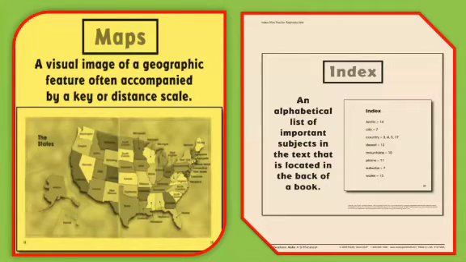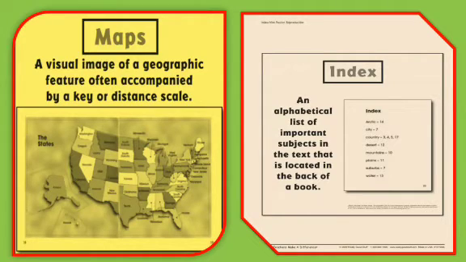So we are going to start with the map. As you can see, we have a picture of a map of the United States. In this case, the map is a visual image of a geographic feature, often accompanied by a key or distance scale. Maybe if the story is about a country, or if we are reading a history book, we are going to find maps.